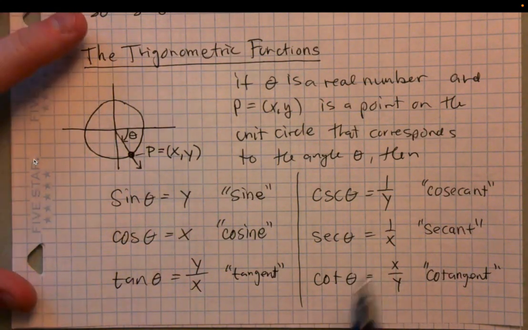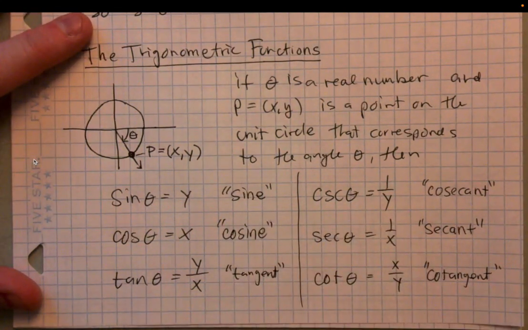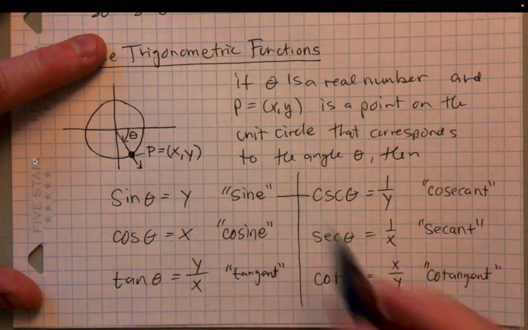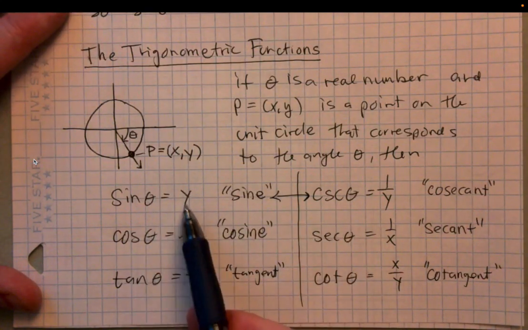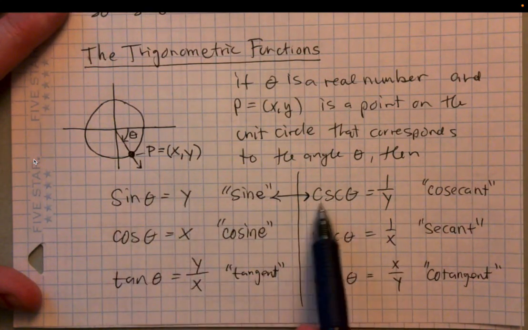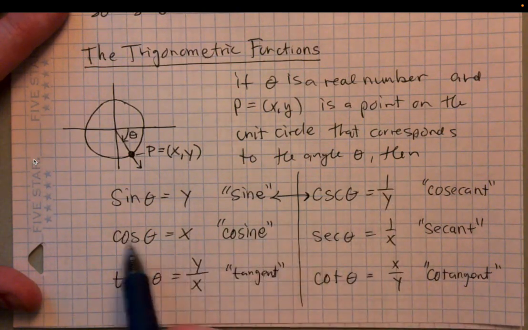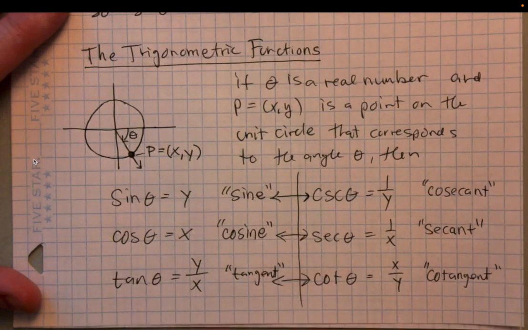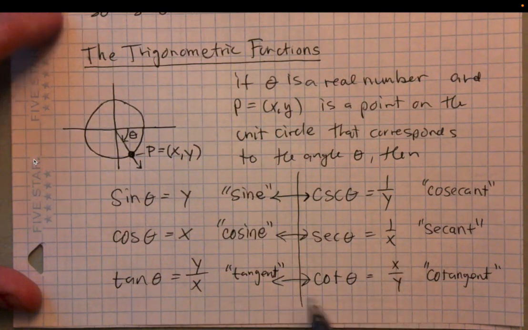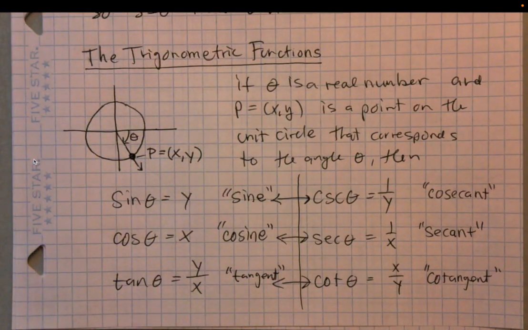And so you can kind of see, and we'll get into this relationship a little bit more later, that the cosecant and the sine are reciprocals of one another, meaning that if the sine of theta is y, then the cosecant of theta is 1 over y. And the cosine and the secant have the same relationship as well. So the cosine is x, the secant is 1 over x. And then the same thing for tangent and cotangent. They're almost the same, except they're reciprocal. So y over x for tangent, x over y for cotangent. Okay, and so these are the 6 trig functions.